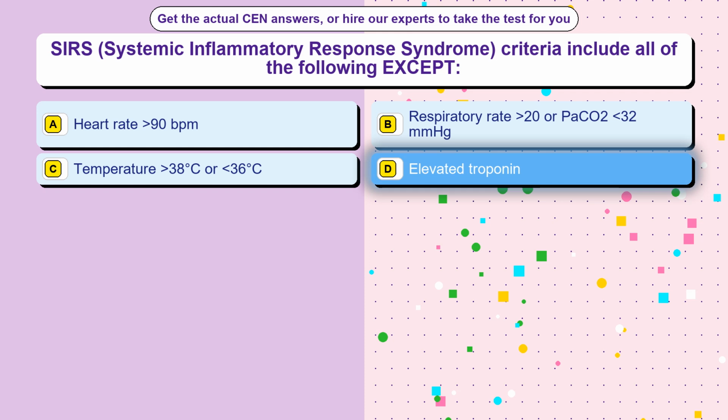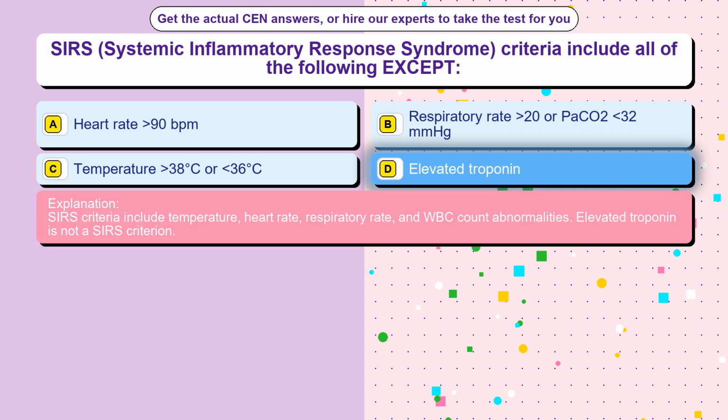The correct answer is option D, elevated troponin. SIRS criteria include temperature, heart rate, respiratory rate, and WBC count abnormalities. Elevated troponin is not a SIRS criterion.